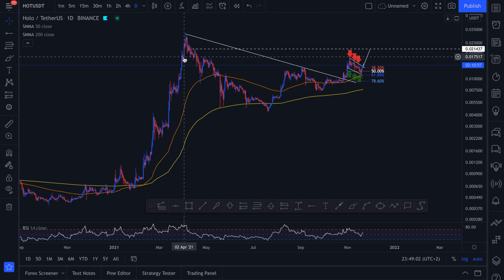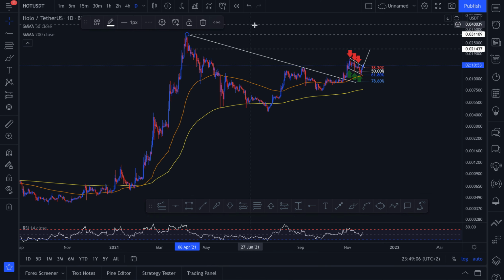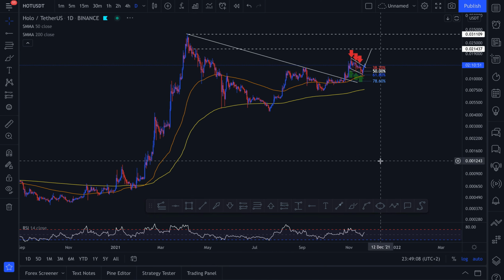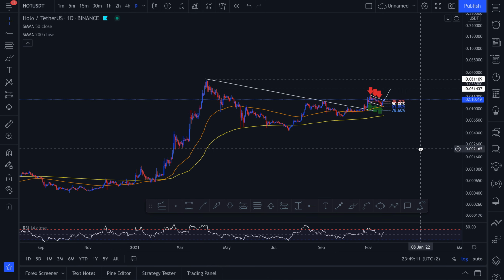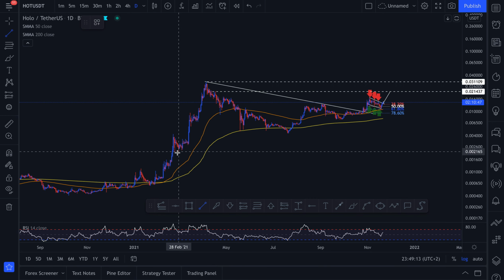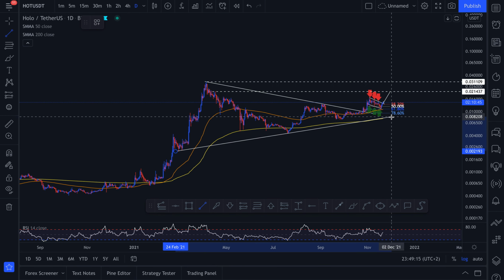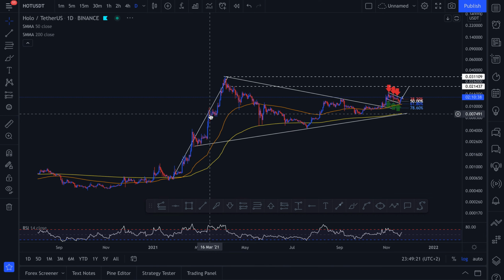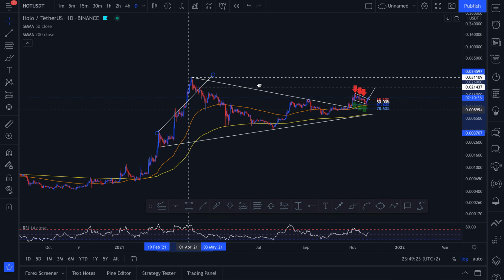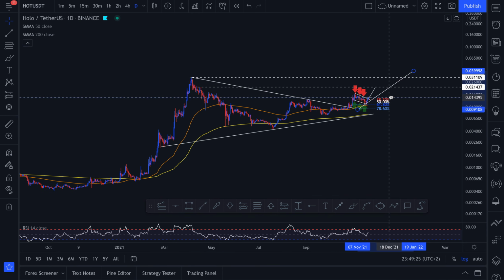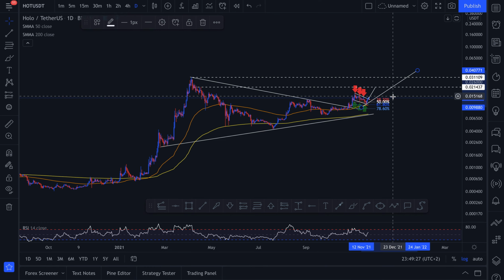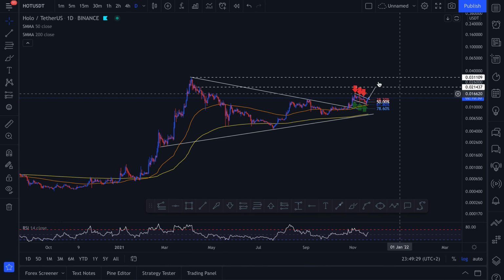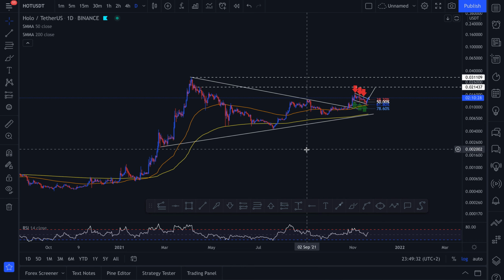However, for this bull run, I believe Holochain can easily reach the previous all-time high level as well. So that's going to be my second target. And the third target is going to be a little bit higher upwards, as the minimum price objective of this larger bullish correction pattern, which would be something like this. Give me a second. Yeah, just a tiny bit higher than that, but the previous all-time high seems like a perfect zone.